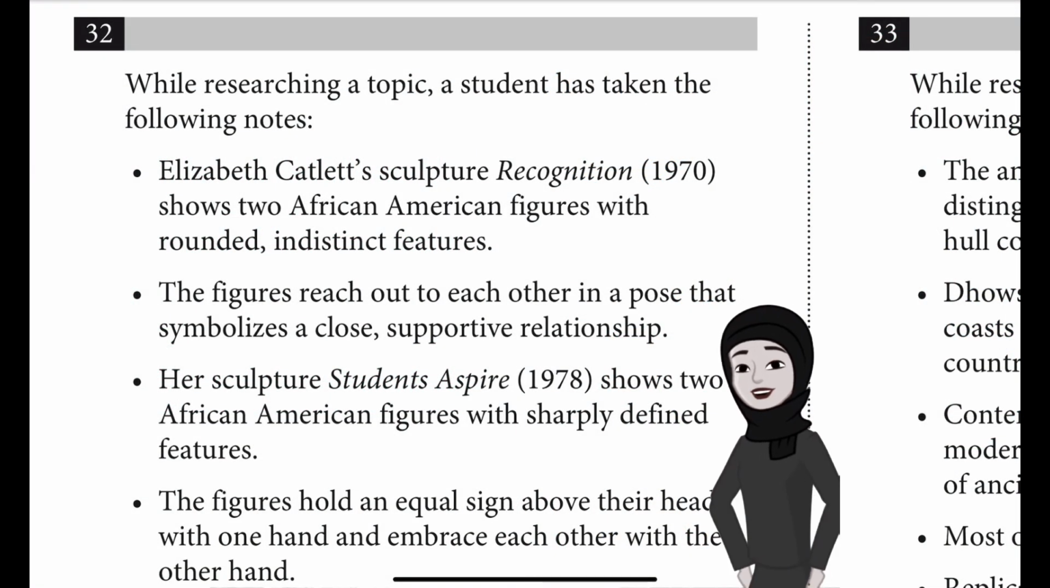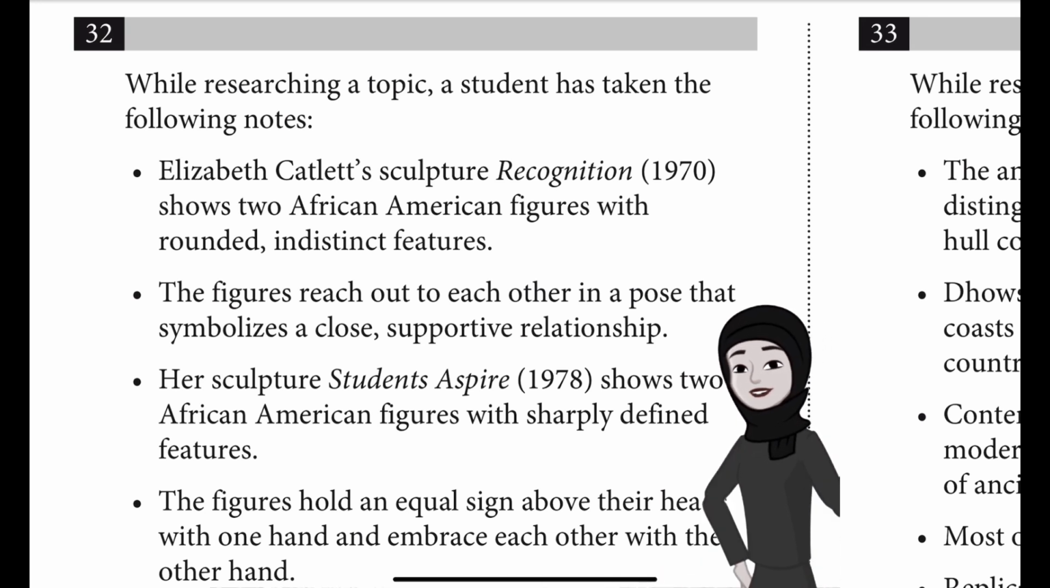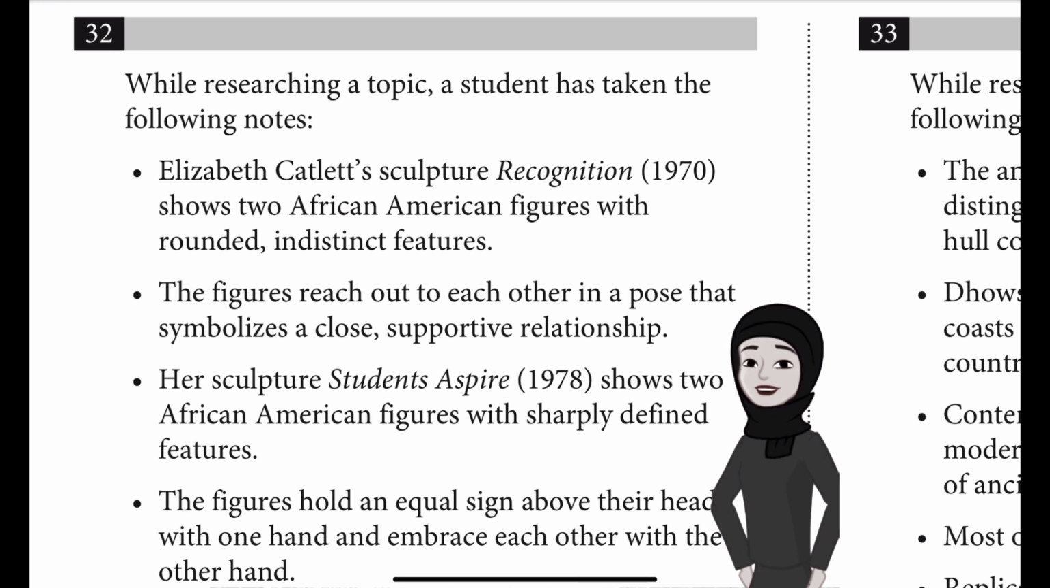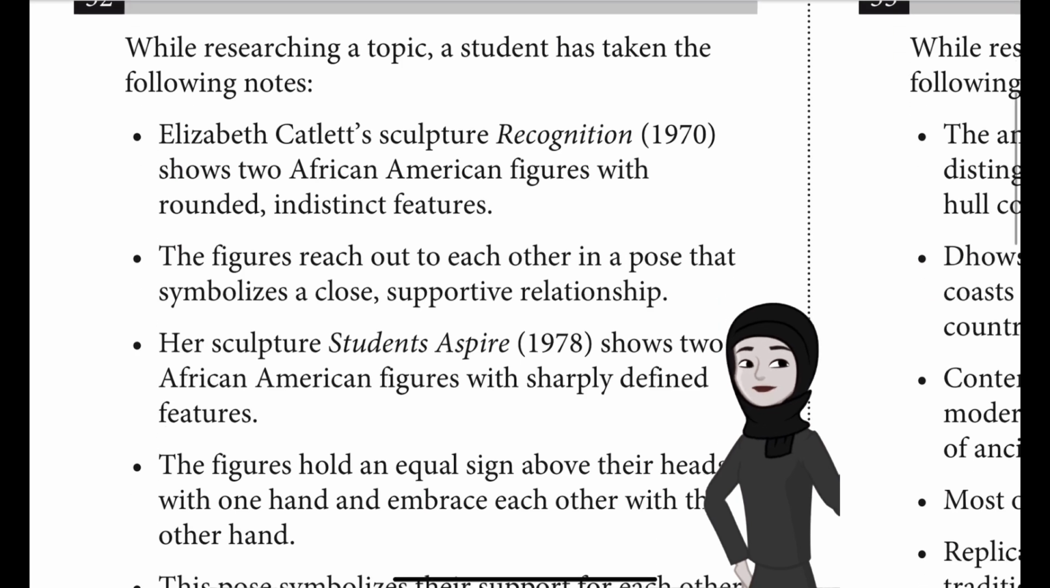Question number 32. While researching a topic, a student has taken the following notes. Elizabeth Catlett's sculpture Recognition in 1970 shows two African American figures with rounded, indistinct features. The figures reach out to each other in a pose that symbolizes a close, supportive relationship.